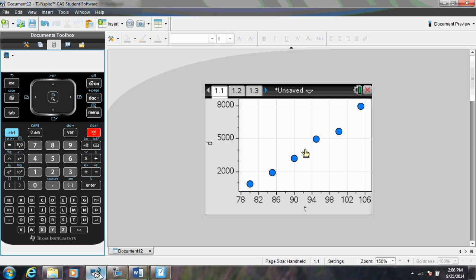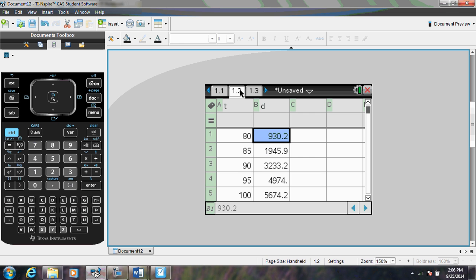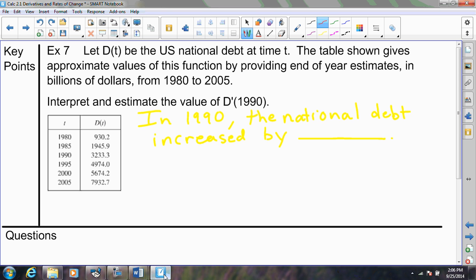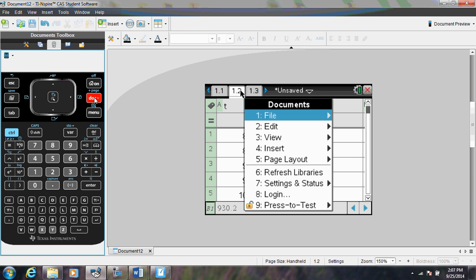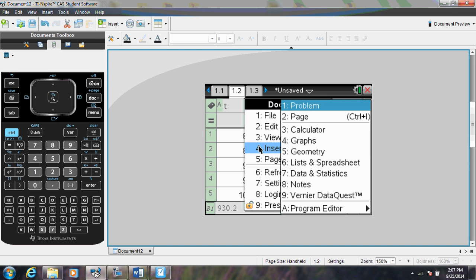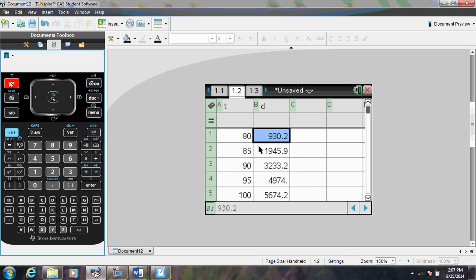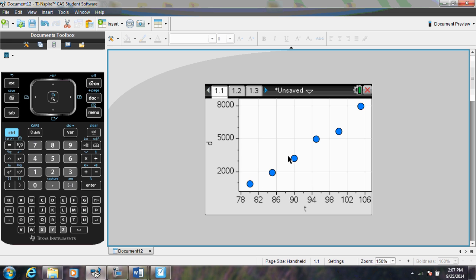So one option we can use is to go to the calculator and put all our information in a table. After building the table, you'll notice I have the time, and I used 80, 85, 90, understanding that it's 1980, 1985, and at 100, it's actually the year 2000. 1900 plus 100 is 2000. I've got our table of values put in the calculator. I've already set this part up, but you'd have to go to Document, Insert, Data and Statistics. If you inserted Data and Statistics, it would allow you to recreate, change the axes, and create this.